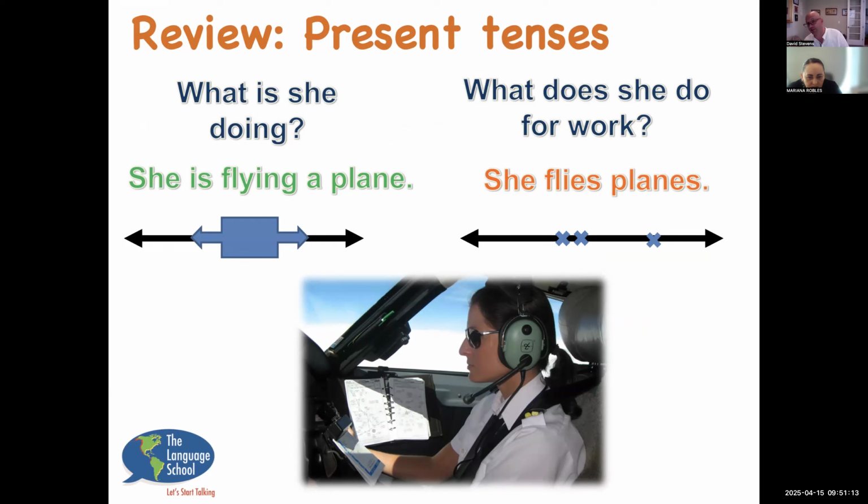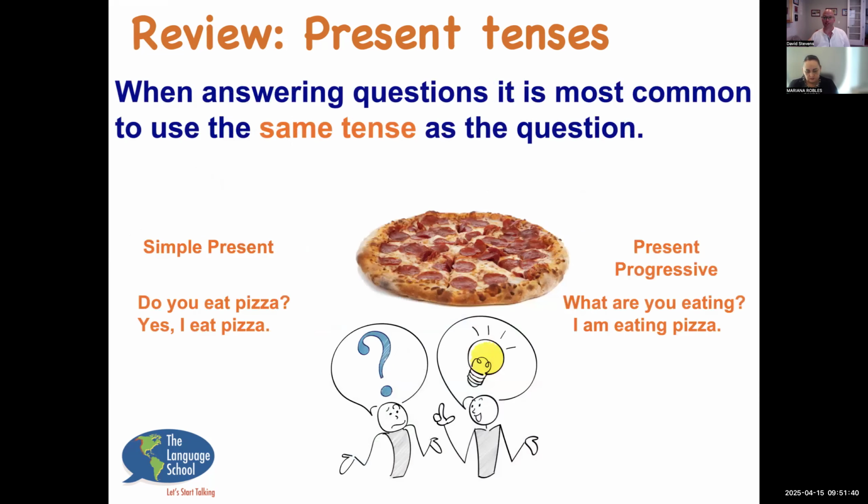If the question is in the simple present, what does she do for work? The answer is going to be, she flies planes. Okay. They're both correct. It just depends on exactly what message we want to communicate. The present progressive is typically to talk about something that's happening right now or an ongoing project, versus the simple present we use to talk about routine or daily habits.